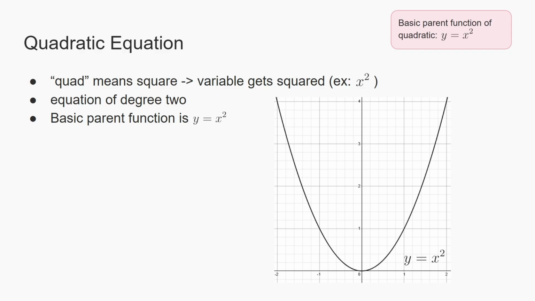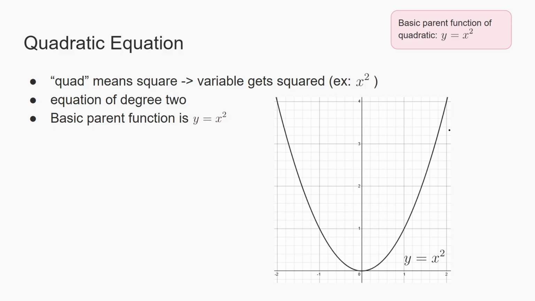Quad means square, so when we have a quadratic equation or quadratic function, this means that the variable, normally x, will get squared. A quadratic equation is an equation of degree 2. And the basic parent function is y equals x squared, and it's quadratic because this x is squared. This is a graph of what y equals x squared looks like.